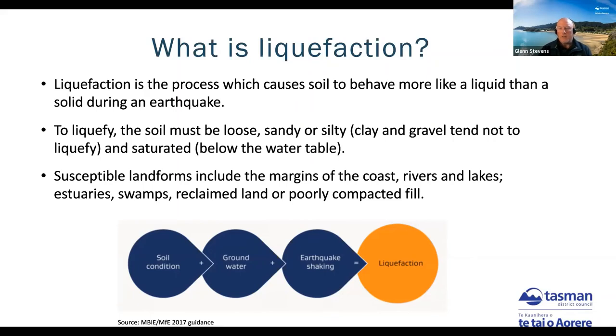The susceptible landforms where we find these areas are mainly around the margins of the coast, next to rivers, lakes, estuaries, any swampy area or reclaimed land. So it's really where you get that combination of high groundwater and relatively fine unconsolidated material. The third ingredient for liquefaction is the earthquake shaking, where you get severe shaking from an earthquake.